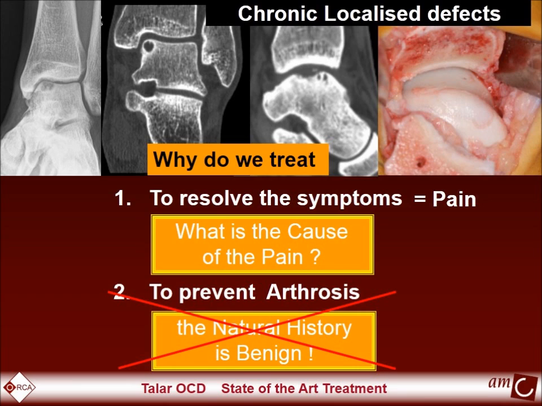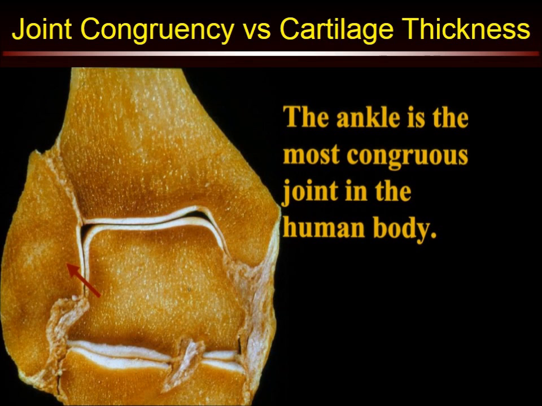Before I go to the anatomy, first, the difference between the ankle joint and other joints in the body. The ankle joint is the most congruent joint in the body. The interesting thing is that the more congruent the joint, the thinner the cartilage. The ankle is the most congruent joint with the thinnest cartilage. The knee is the least congruent and has the thickest cartilage. In humans, the thickness of the cartilage in the ankle is 1.2 millimeter. In the knee, it's 2.2.